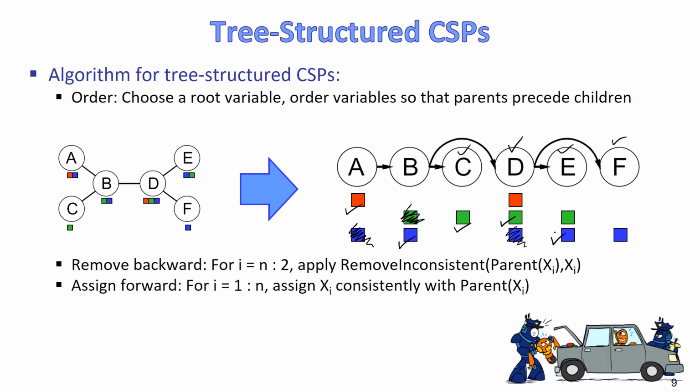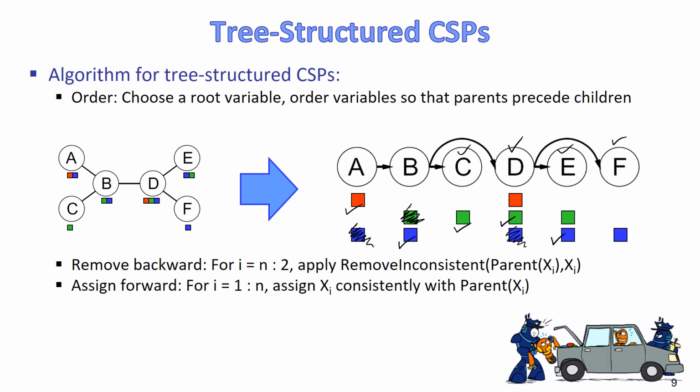Would it be the case that we cannot find a value that will be consistent? No, for sure not, because we made sure that all the arcs are consistent already, which means that for every value here, we'll find a consistent value here. Now for the last one, we have blue here. What should we do with this?